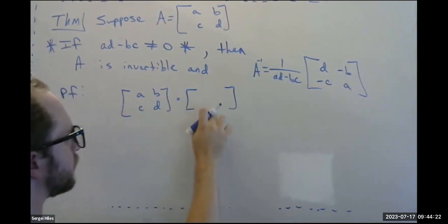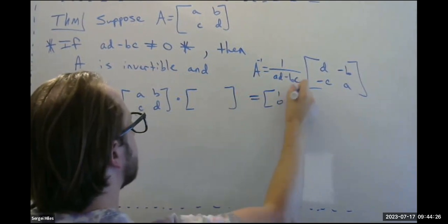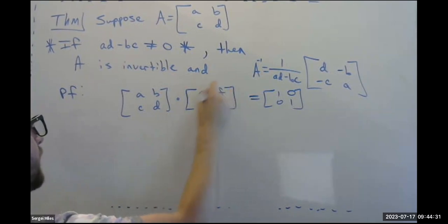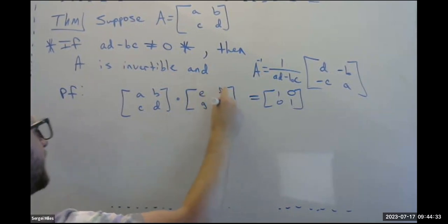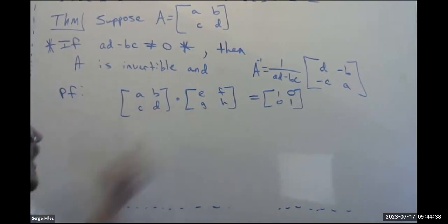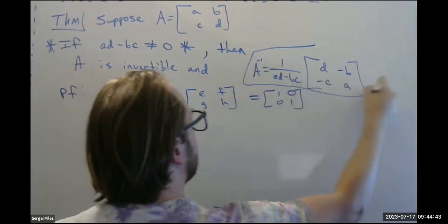So because this matrix is unknown, I don't know what I need to get the identity matrix. For now, I'm just going to call this E, F, G, and H. And because at this point, for the proof, I don't know. And also, let me put this in a box because this is really the key piece from part of the board.